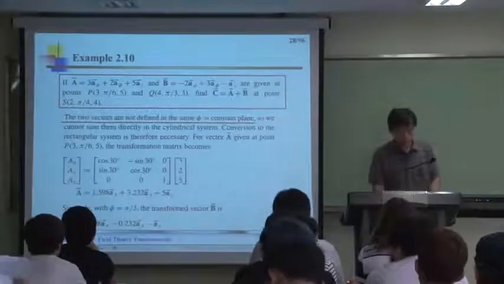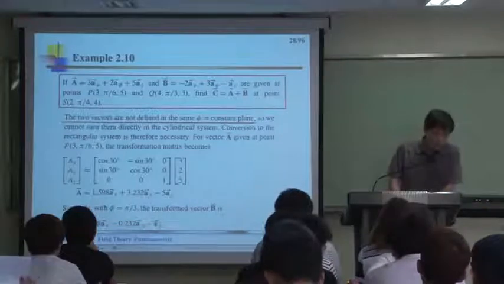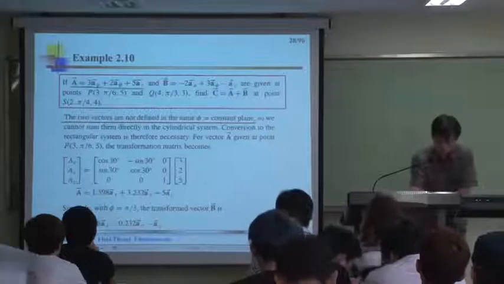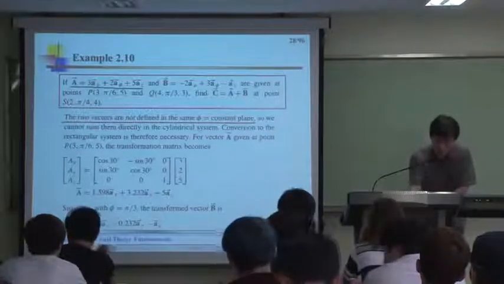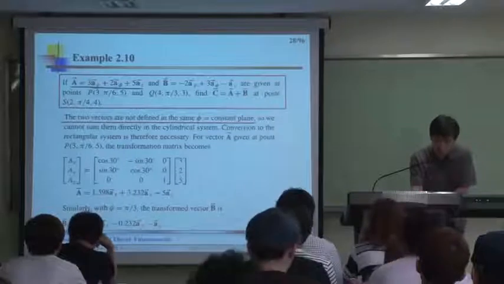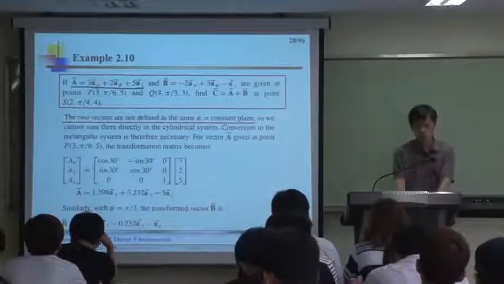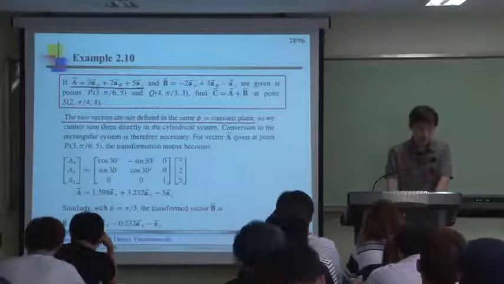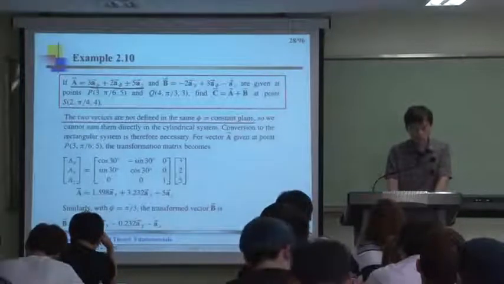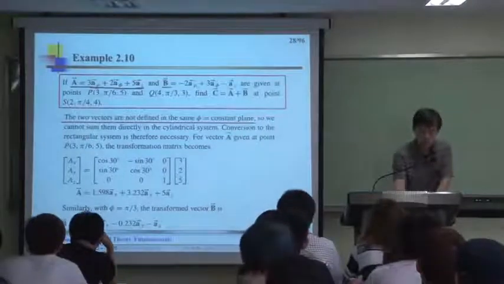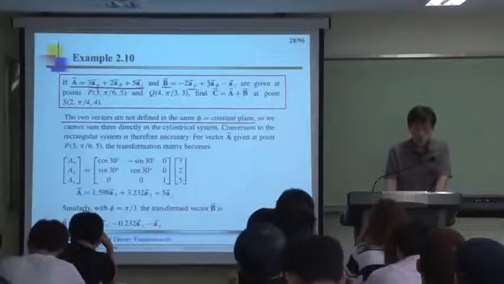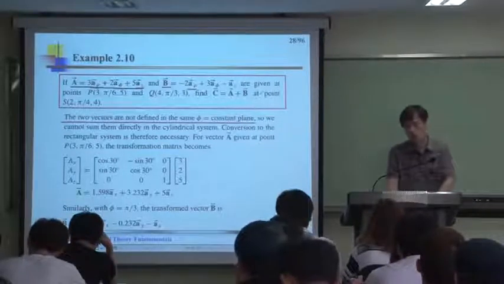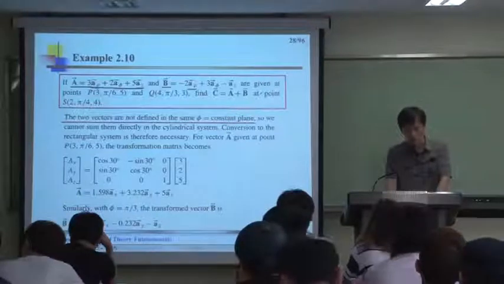There are two vectors given. A vector is given in this way, with A rho, A phi, and A z. So from these unit vectors, you can understand this vector is given in cylindrical coordinates, and the B vector is also given as a basis of A rho, A phi, and A z. So the B vector is also given in cylindrical coordinates.